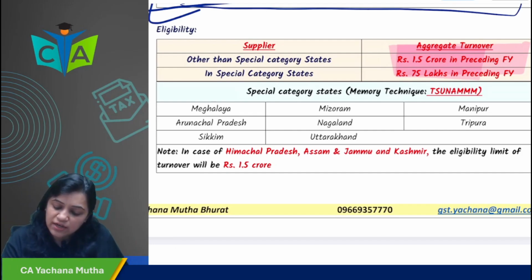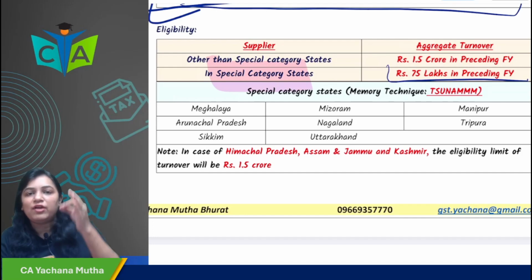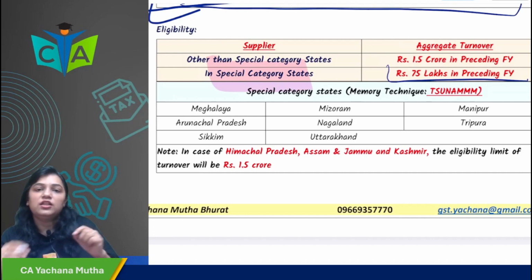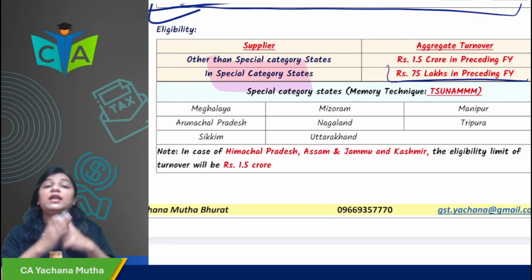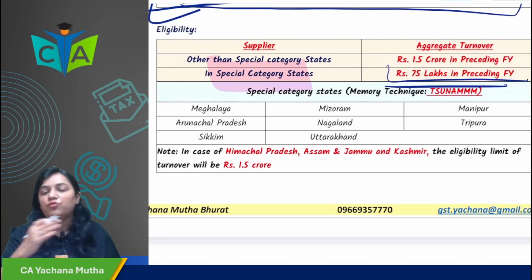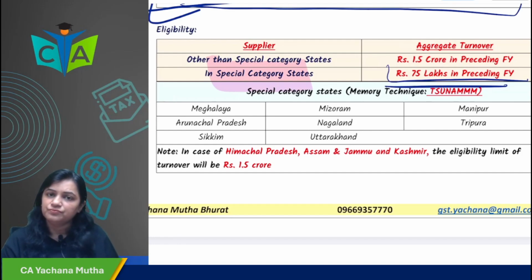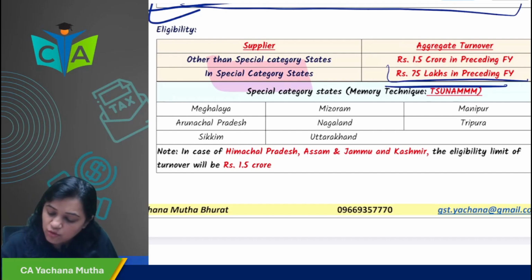But in case of special category states, what is the limit? It is 75 lakhs in the preceding financial year. If your aggregate turnover, again I repeat, aggregate turnover, is up to 75 lakhs, definitely you can go for the composition scheme in the current year. So I hope it is clear.